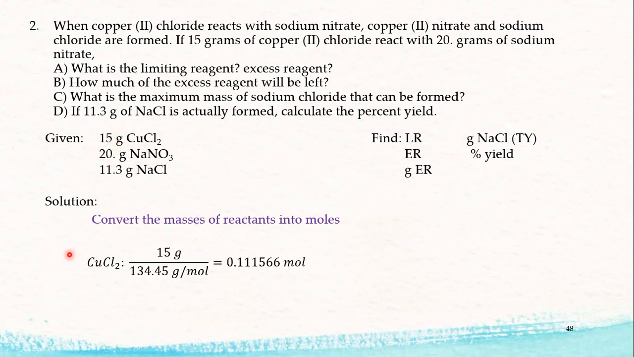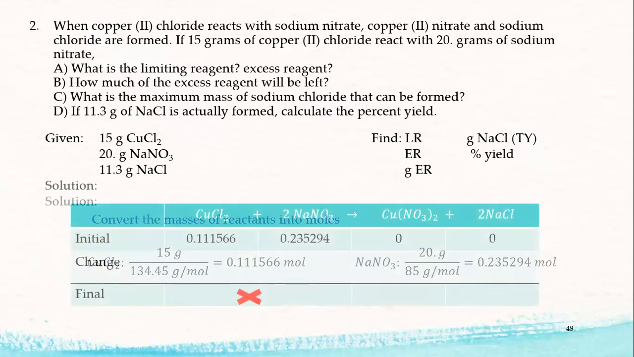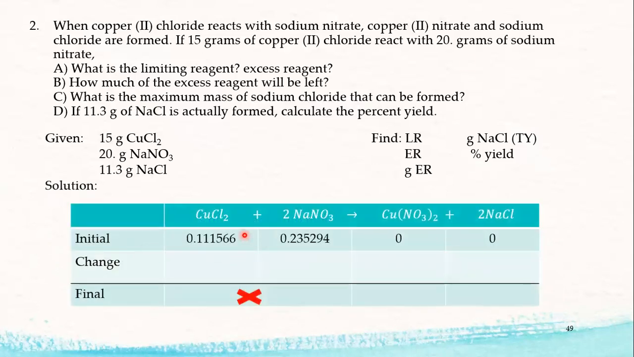So for copper chloride, the mass, which is 15 grams, is divided by the molar mass of copper chloride, which is 134.25 grams per mole. And we end up with this result. Doing the same thing for sodium nitrate, we divide 20 grams by the molar mass of sodium nitrate. We end up with these values. So after getting the moles of the reactants, we can now proceed to the table.